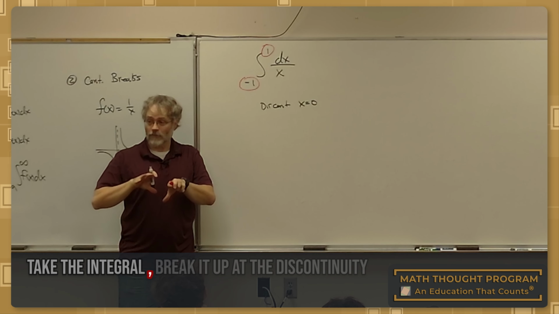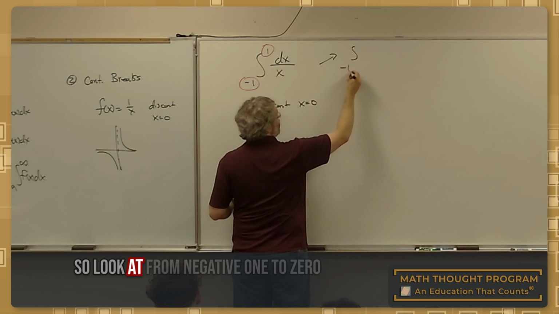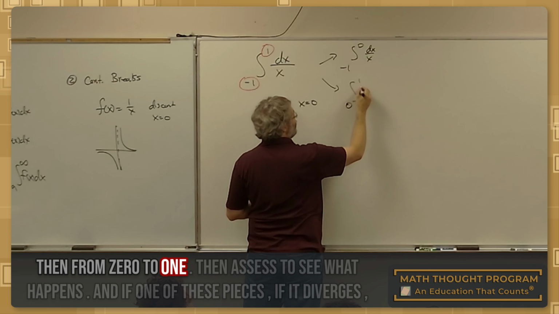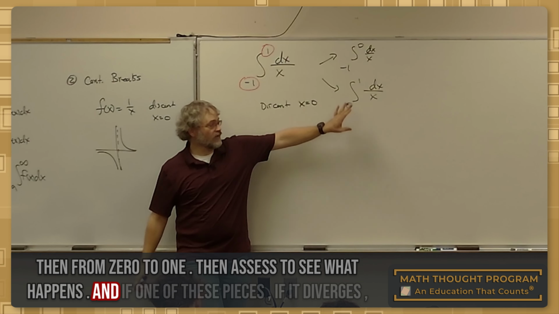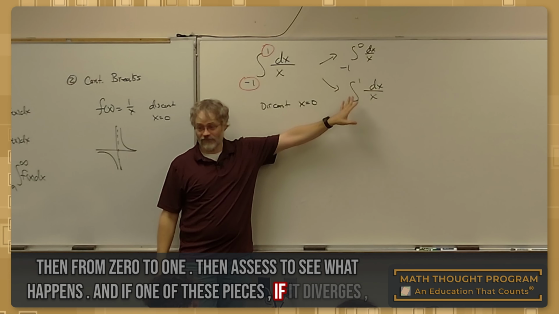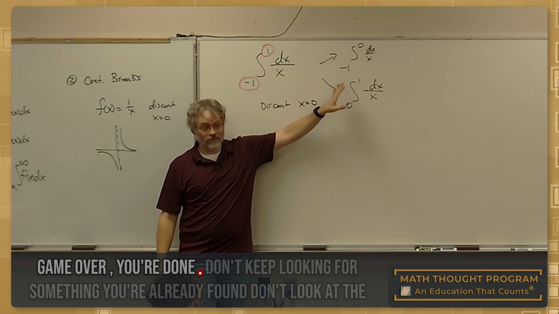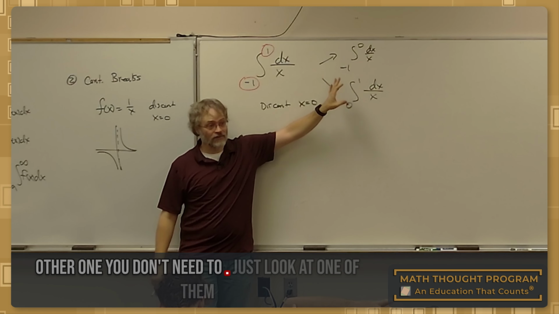So whatever am I going to do in this situation? Take the integral, break it up at the discontinuity. So look at from -1 to 0, then from 0 to 1. Then assess to see what happens. And if one of these pieces diverges, game over, you're done. Don't keep looking for something you already found. Don't look at the other one, you don't need to. Just look at one of them.